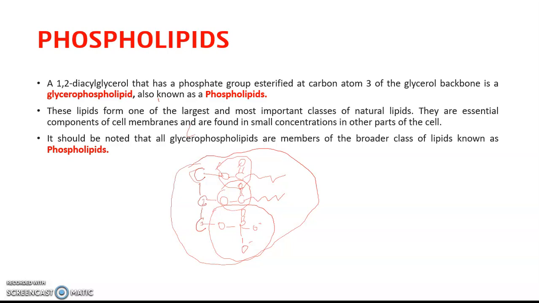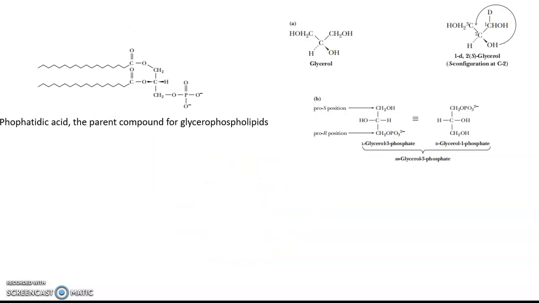Now, it should also be noted that all glycerol phospholipids are members of a broader class of lipids known as phospholipids, which we've actually talked about earlier. So, this is a phosphatidic acid. What we have here is a phosphatidic acid. You can see the first esterification. You can see the second esterification. Then this is the esterification of the phosphate group.